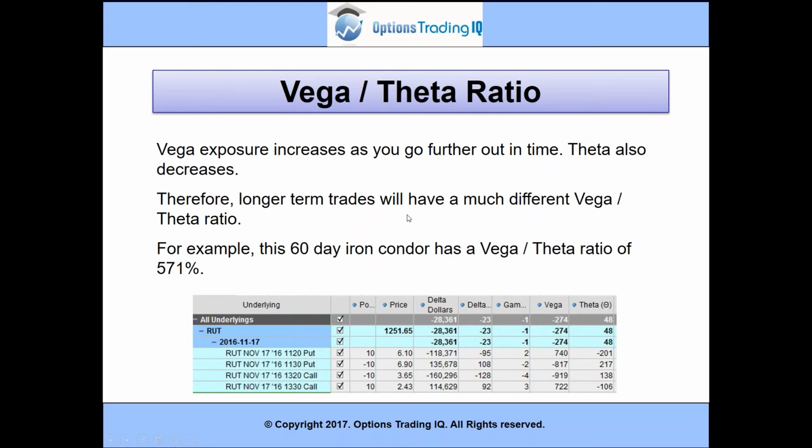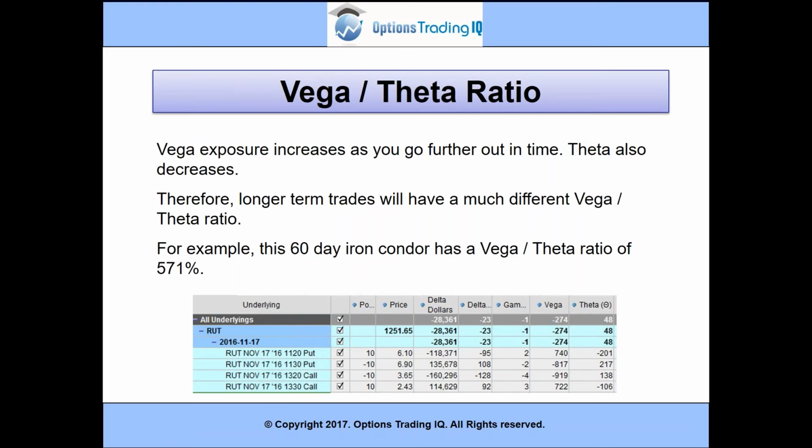Longer term trades will have a much different Vega theta ratio. For example, this 60-day iron condor has a Vega Theta ratio of 571%. Our Vega is pretty similar to the previous trade. I think it's actually even a bit lower. I can't remember what the last one was, but our Theta is much lower, so our ratio is really high. So Vega is more of a driver in this longer term trade than it is in the shorter term trade.